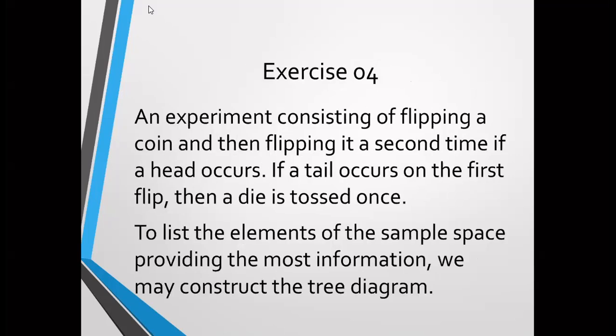Now consider the exercise number 4. An experiment consisted of flipping a coin and then flipping it a second time if a head occurs. If a tail occurs on the first flip, then a die is tossed once. To list the elements of the sample space, providing the most information, we may construct the tree diagram. Now read the question very carefully and try to draw a tree diagram or Venn diagram or any diagram to list the possible outcomes.